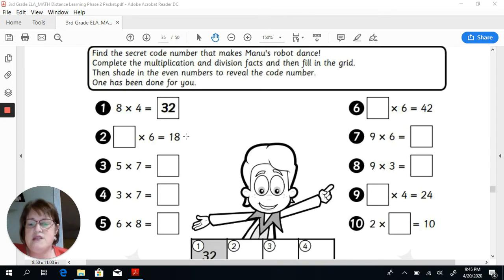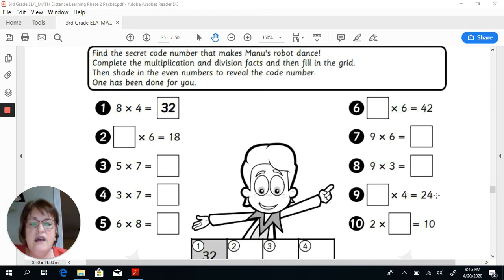But in some of these, when you're looking for one of the factors, you can use division to help you with your multiplication. So for example, in number 2, something times 6 is 18. Think 18 divided by 6 is what? And of course, we know that that's 3 because 3 times 6 is 18.